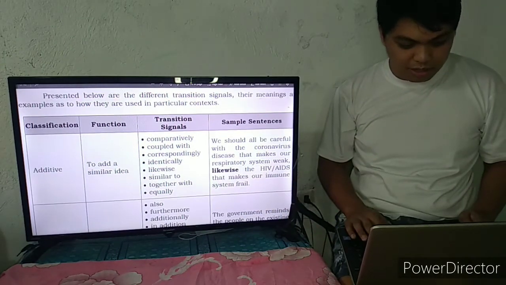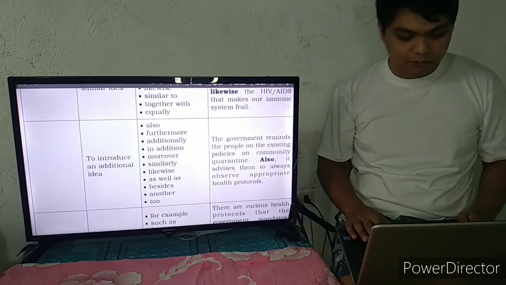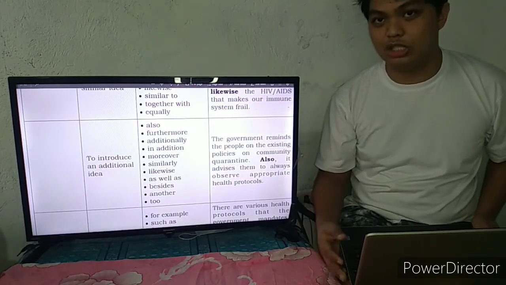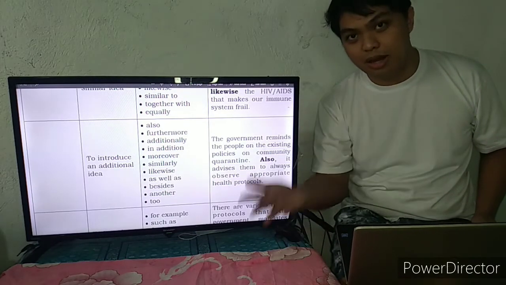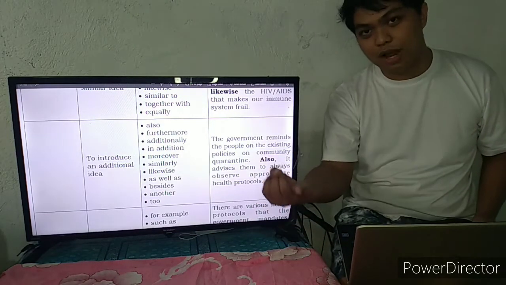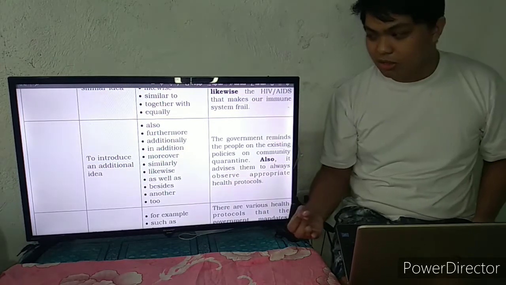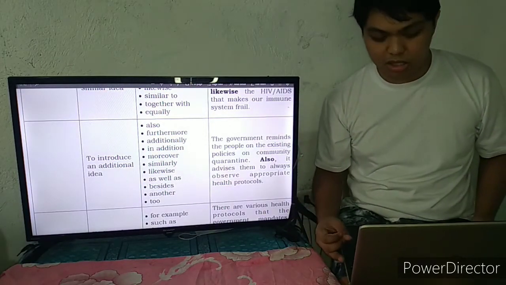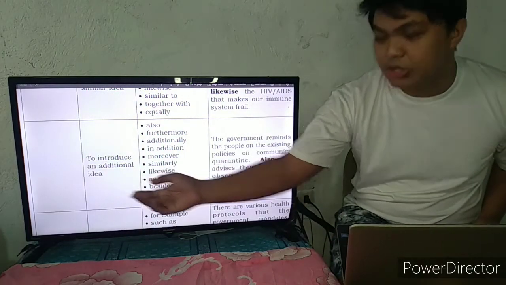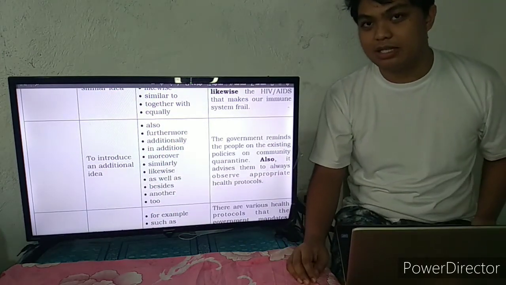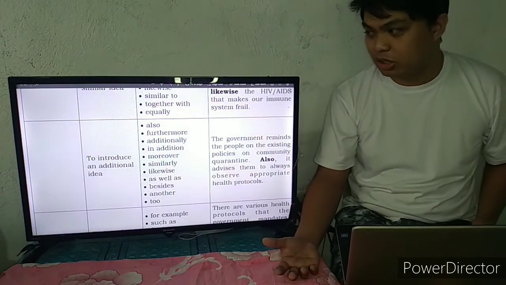So the second one for additive is to introduce an additional idea. Kung kanina nag-introduce tayo ng similar idea, that is coronavirus and HIV. So dito naman, under pa rin siya ng additive transition is introduce an additional idea. So ano yung mga words na ginagamit para makapag-introduce tayo ng additional idea?